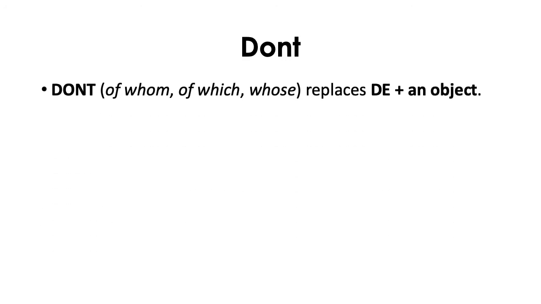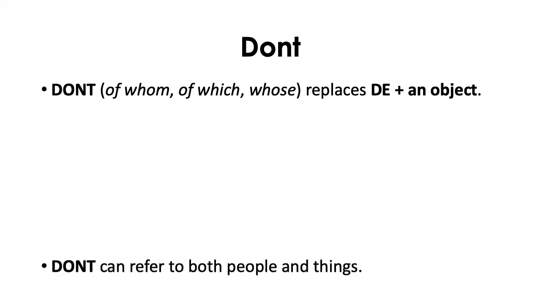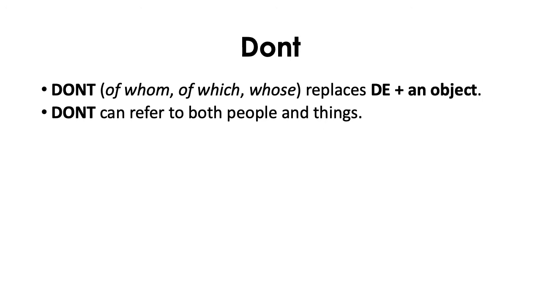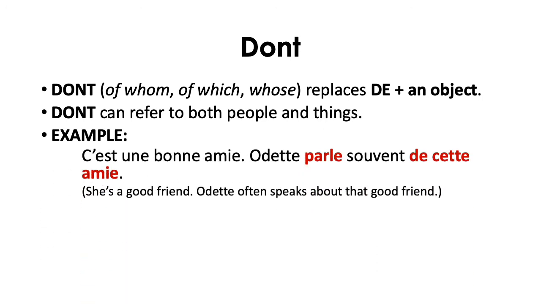Okay, this is our fourth and final relative pronoun for today: dont. And probably the hardest one to get your head around. This represents of whom, of which, whose, and it replaces the preposition de and an object. Basically, we use dont after particular phrases, verbs that are followed by de. It can refer once again to both people and things. Here's an example.